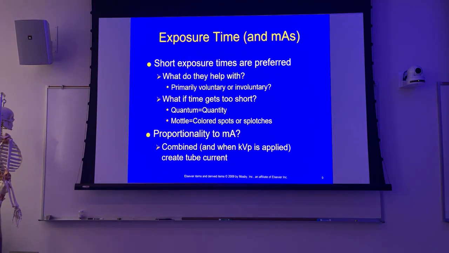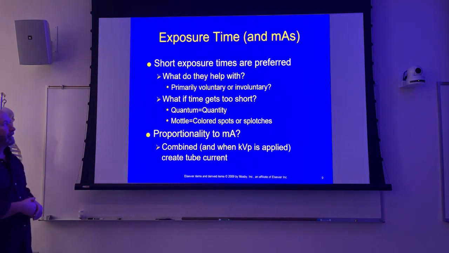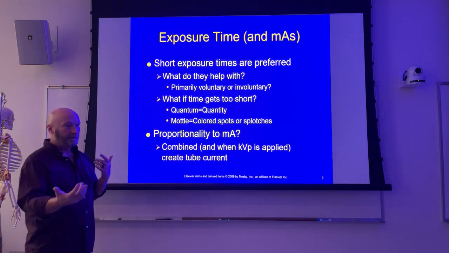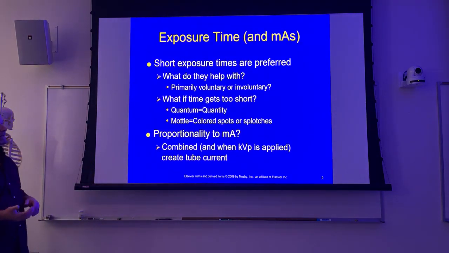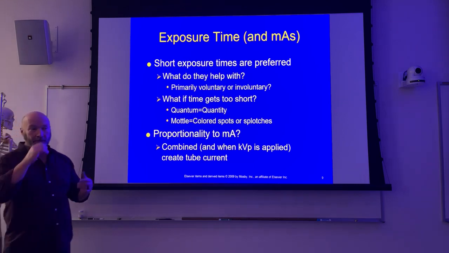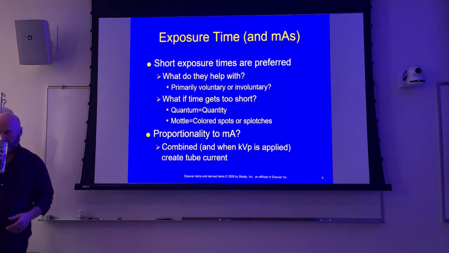All right, so of course we have to have time. We have mA and time together to create mAs. So a lot goes into the combination of mA and time. What we've got is short exposure times. Why would we say that short exposure times are preferred? Usually, anyway. What do you suppose? Tube limit. Tube limit? Okay, that's one reason. Before we get to tube limit, though, what are your breathing instructions for a chest X-ray?